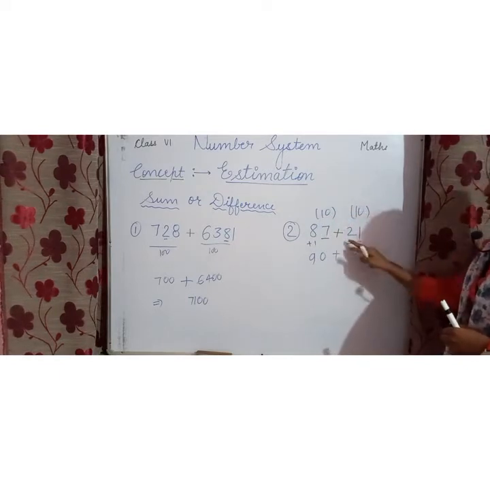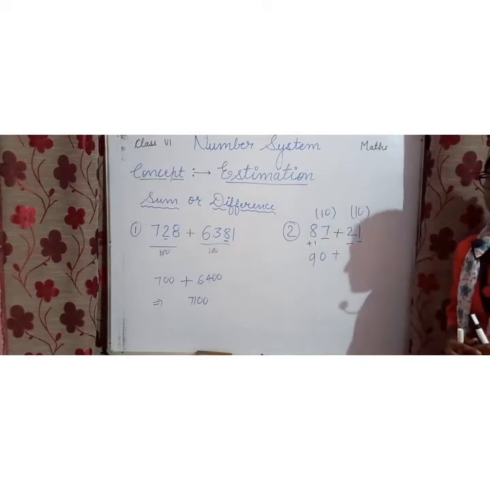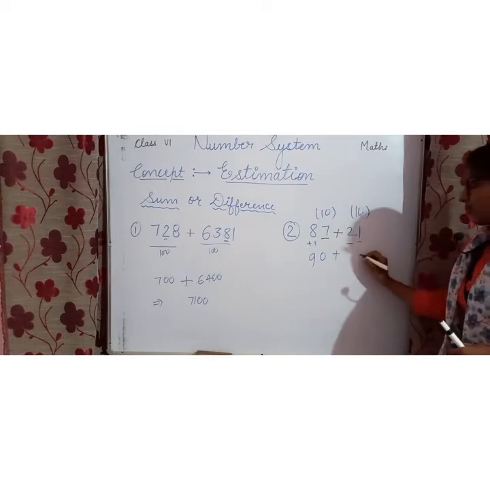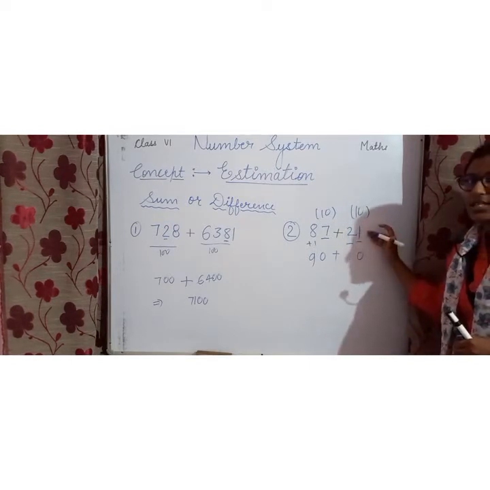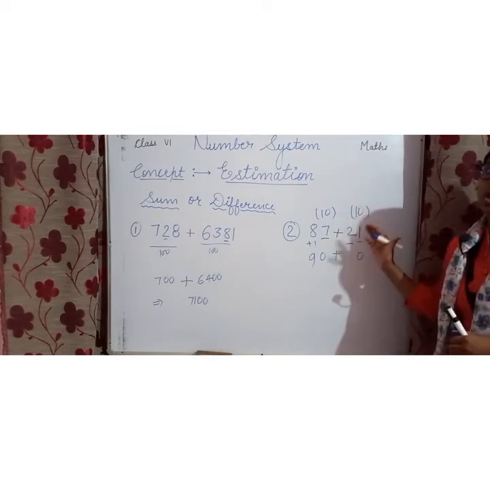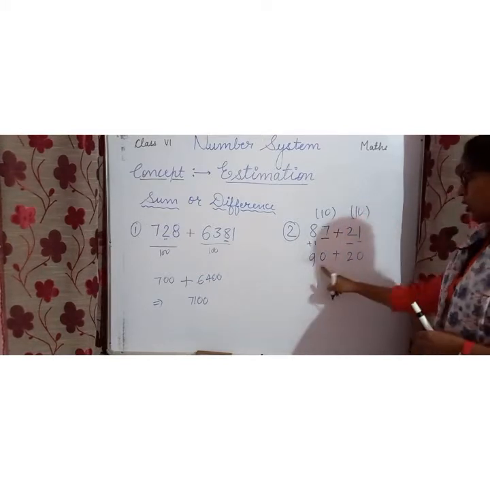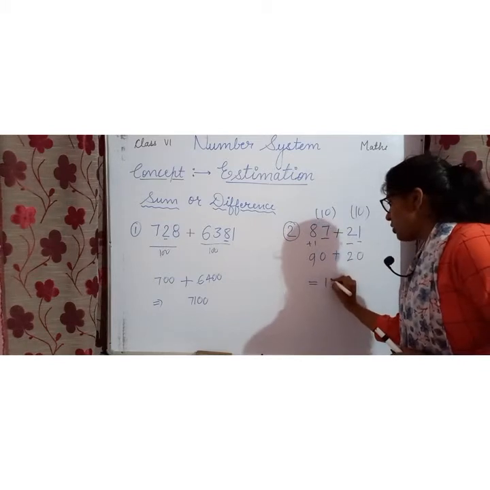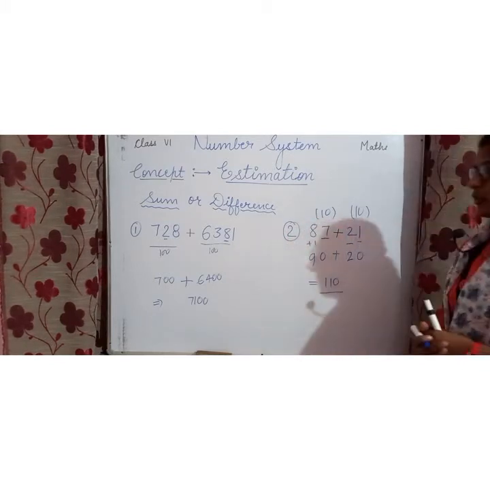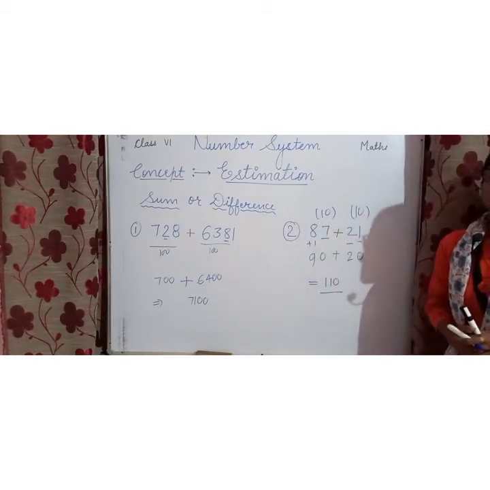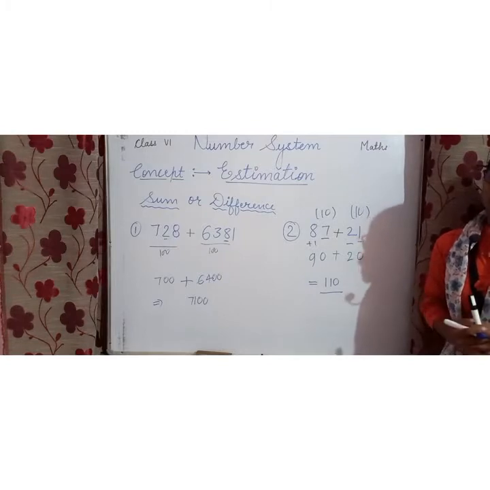Next, 21. Round it off to the nearest tens. At the ones place we put 0, and the ones place digit is lesser than 5, so we will not make any changes here, and 2 comes as it is. Clear? Now 90 plus 20 is equal to what? 110. So this is how we estimate the sum of two numbers.